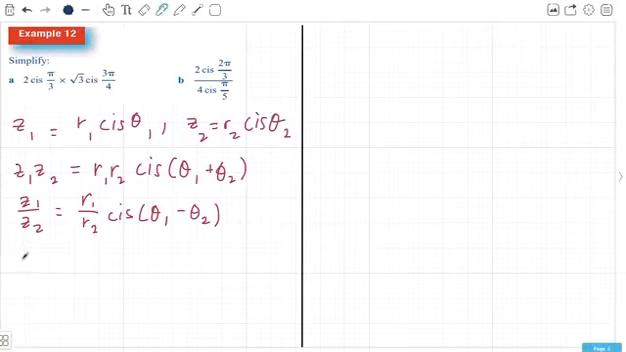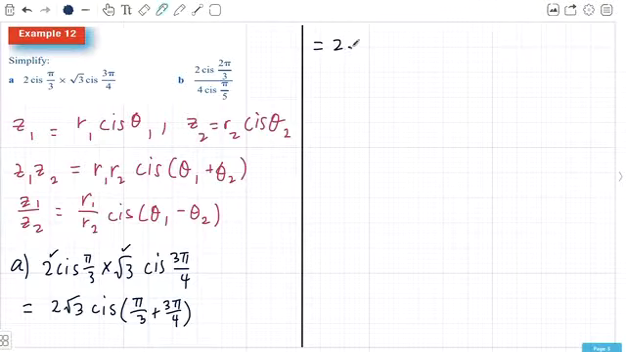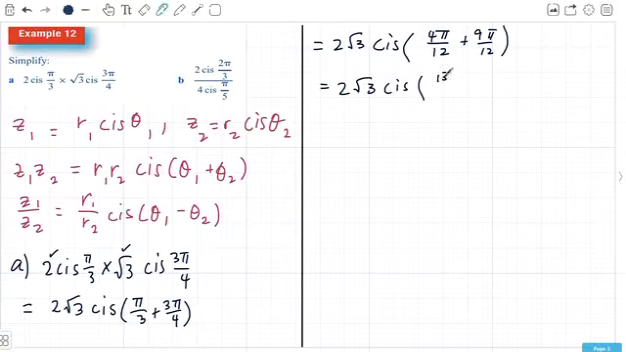So if we do these ones nice and quick, we've got A equals 2 cis pi on 3 times root 3 cis 3 pi on 4, and we're just going to use the first formula, the multiplying formula here. So we multiply the moduluses together, then we have cis of the angle pi on 3 plus 3 pi on 4. We need to add those together. You want to get those over a common denominator. So over 12, that'll be 4 pi on 12 plus 9 pi on 12, which is 2 root 3 cis of 13 pi on 12.